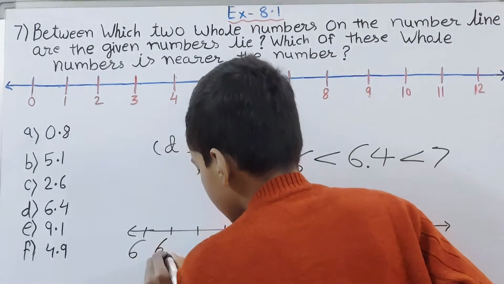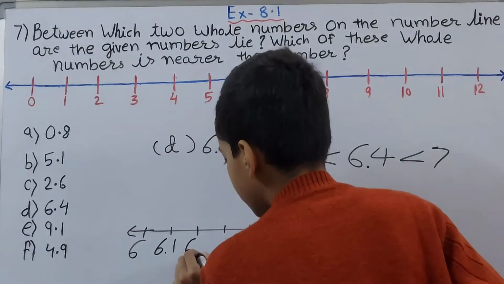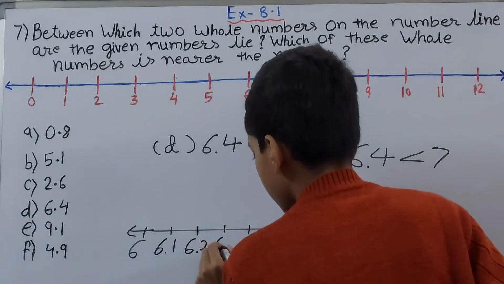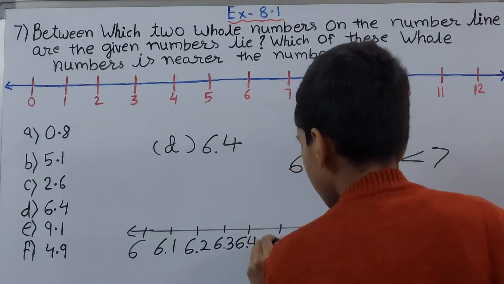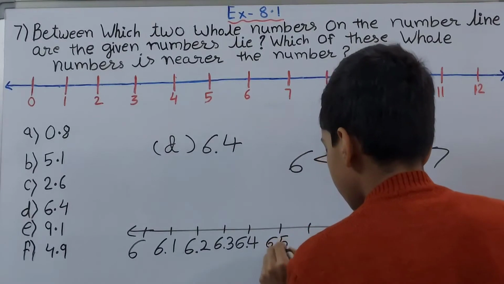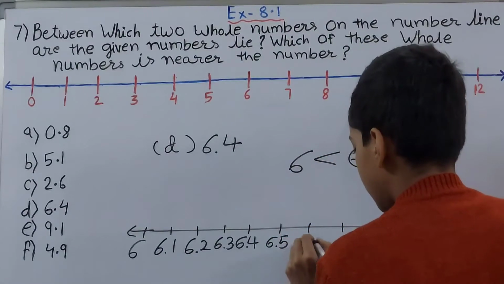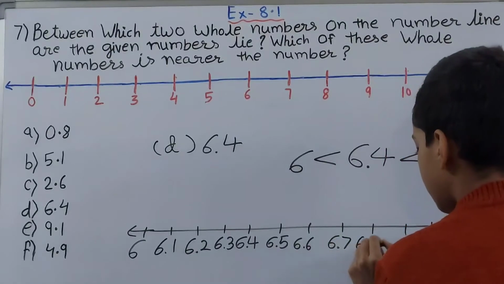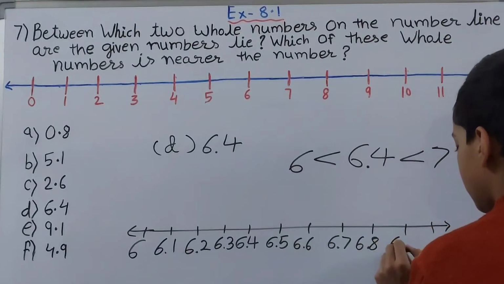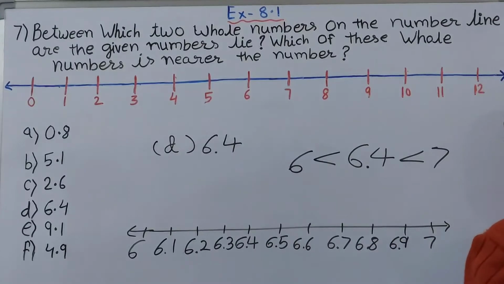So this becomes 6.1, 6.2, 6.3, 6.4, 6.6, 6.7, 6.8, 6.9 and this 7 wholes.